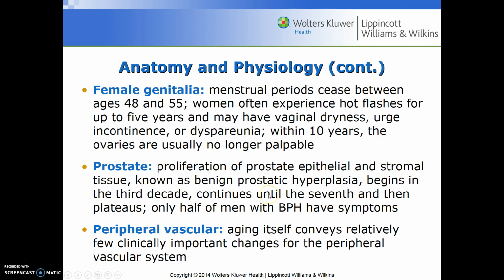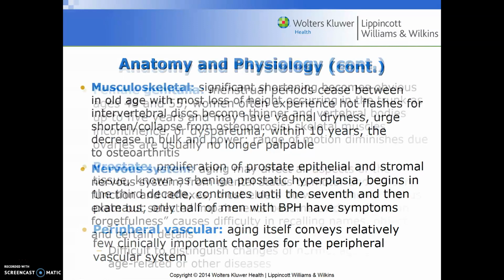They're too small. Prostate. Proliferation of the prostate epithelial and stromal tissue, known as benign prostatic hyperplasia. It starts in the third decade, but it continues until about the seventh decade. Only about half of men have BPH symptoms, so recognizing those and being able to treat those. Peripheral vascular, aging itself conveys very little clinically important changes in the peripheral vascular system.